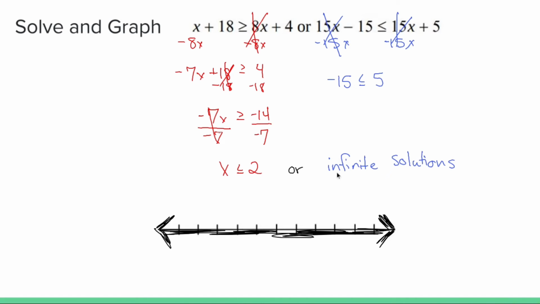So that is ultimately our answer. The ultimate answer is that it's infinite solutions. And so when I graph the entire number line, I'm not even going to label it. You can't make me.